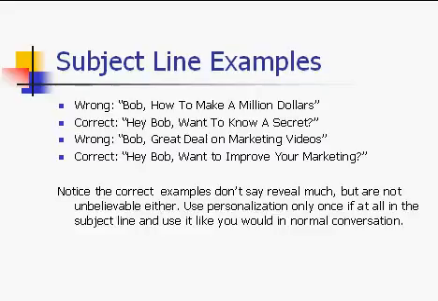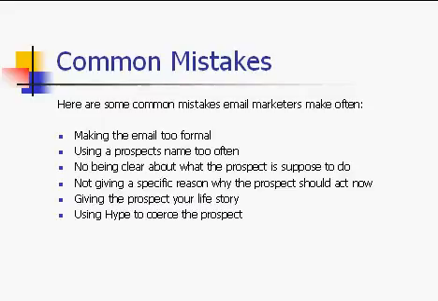Here are some common mistakes that email marketers make quite often. Making an email too formal. Remember, keep it conversational. Using a prospect's name too often. When you're talking to a friend or a buddy, you don't use their name every sentence, so don't use it in your email either. Not being clear about what the prospect is supposed to do. Remember, they need to know exactly what they're supposed to do. And not giving a specific reason why the prospect should act now. You have to give them a reason why they must do it now. Otherwise, they'll put it off.